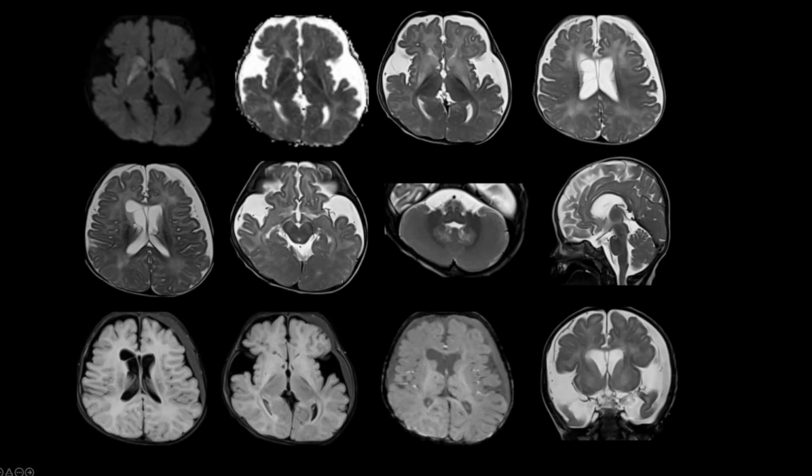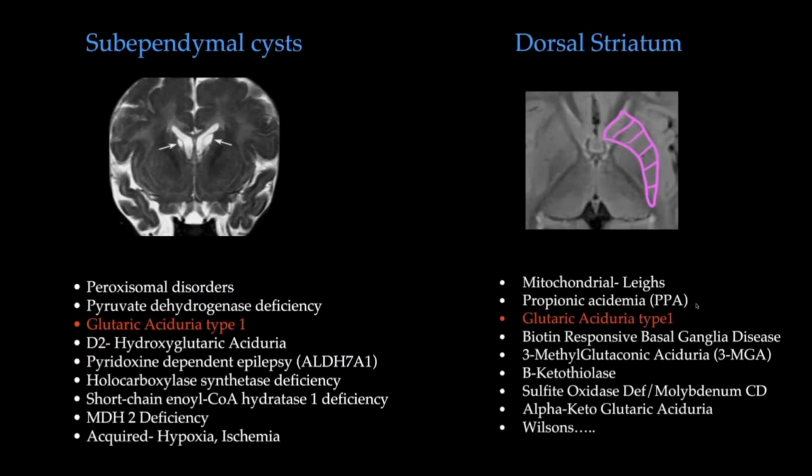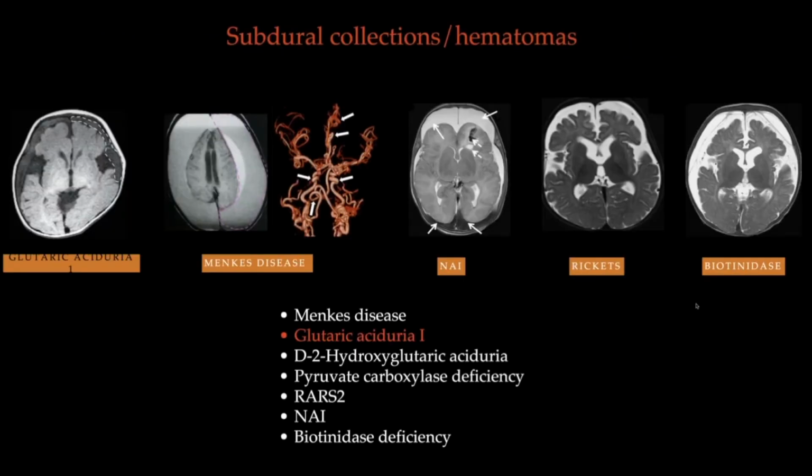The corpus callosum is thin, and on the FLAIR you can see that there are bilateral subdural collections, more on the left, no abnormalities on the SWI. So this constellation of findings, I would think, fits into glutaric aciduria, subdural collections. These are the differentials. Subependymal cysts and dorsal striatal changes, again glutaric aciduria. If you want to see the approach in a pattern recognition way, the common features are present in our case with the clinical findings. This has not been sent for genetics yet, but I think the imaging and the clinical scenario is pretty straightforward.